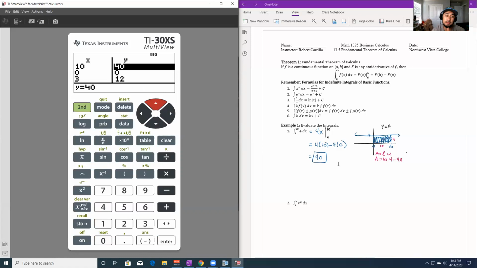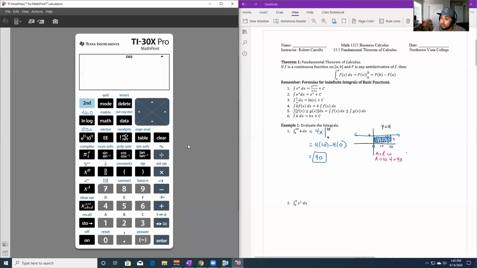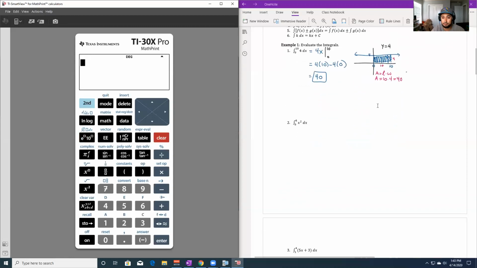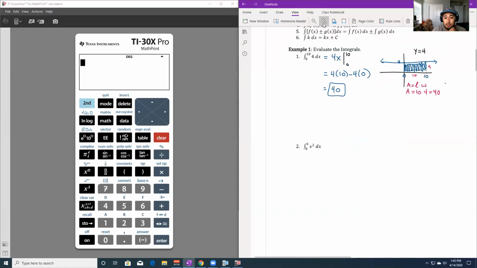So there's multiple ways to make your life easy, but if you have the integral button, go ahead and use it. Why not? Makes your life easy. Okay, let's keep going. And no, we don't have to draw a graph every time. I drew a graph on the first one to show you what we're actually finding. We are finding the area underneath a given function. Okay.